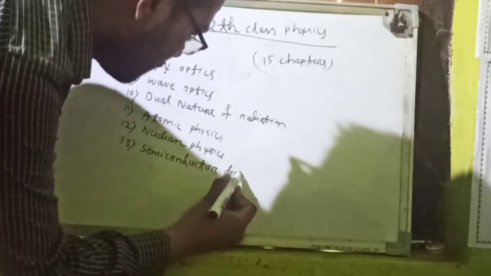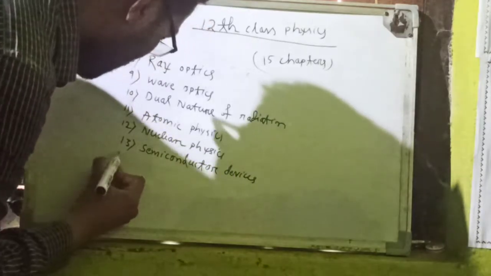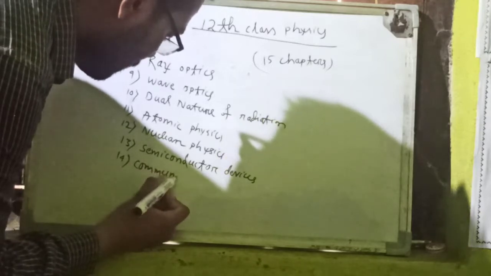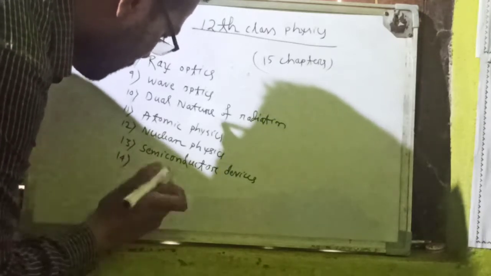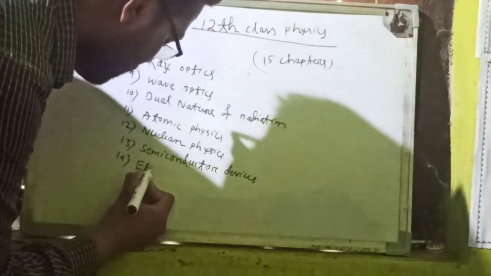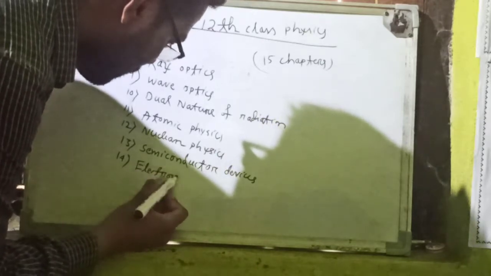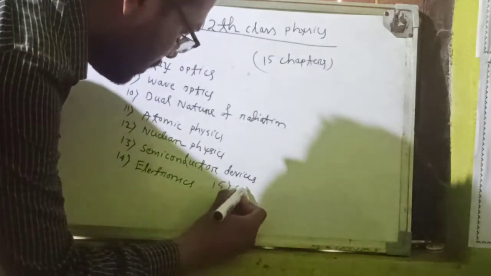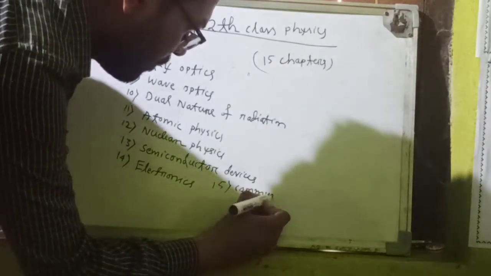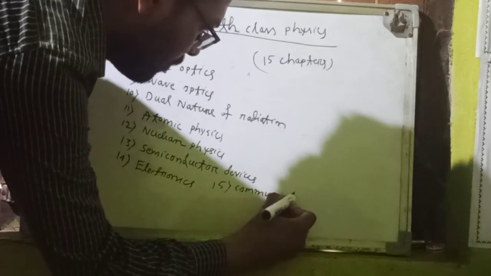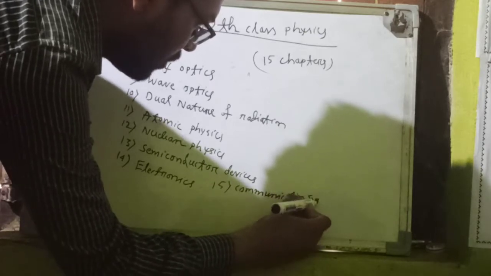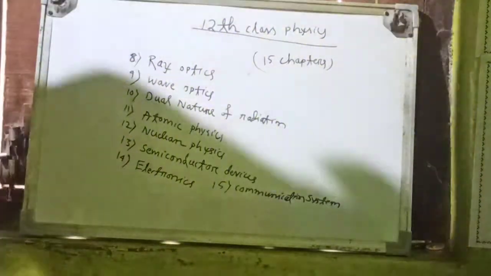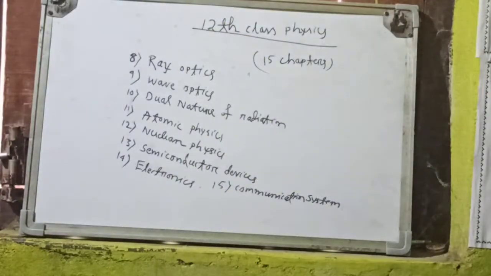Semiconductor devices. And the 14th is electronics, logic gates. And my 15th one is communication systems. So this is our chapter overview of class 12. Now we'll first start with electrostatics.